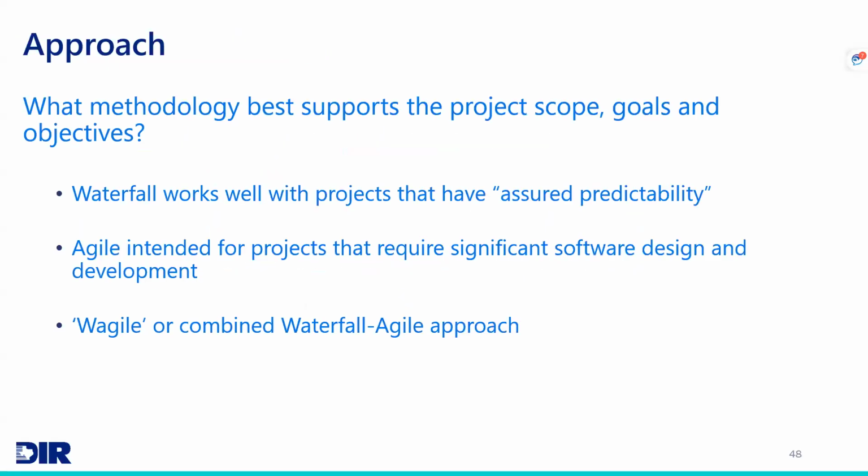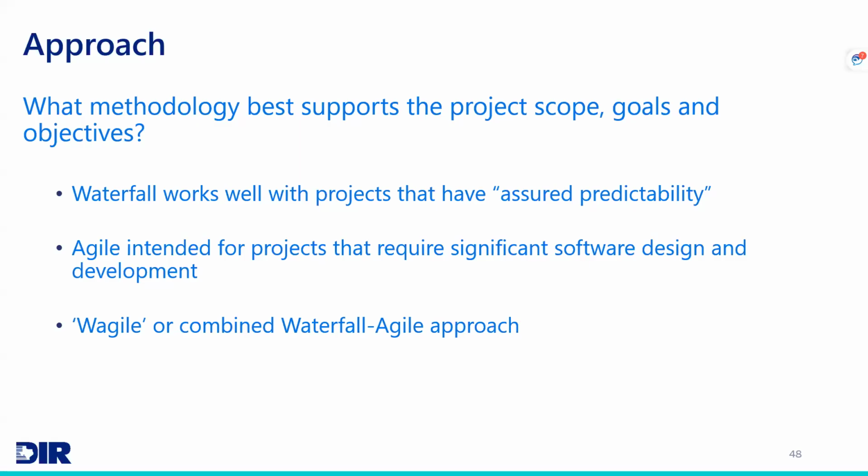So when it comes to methodologies, there are a couple of different things that you can look at. A waterfall methodology works well with projects that have assured predictability. It's very structured, a very known outcome. You know what the outcome needs to be. Agile type projects are a little more flexible and open that require things like software design or developing software. So you keep those methodologies in mind as you write a statement of work.